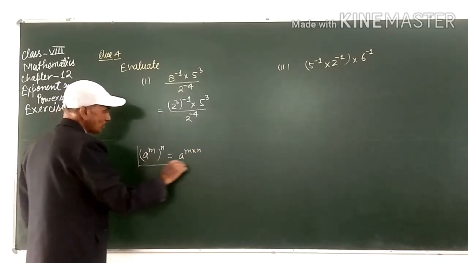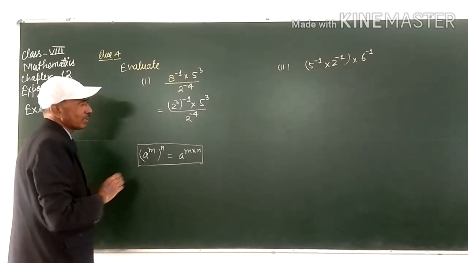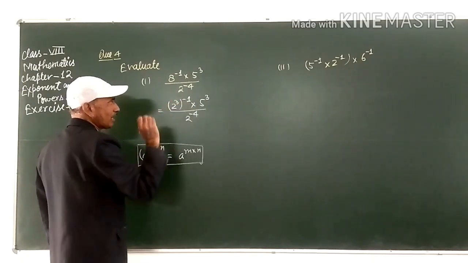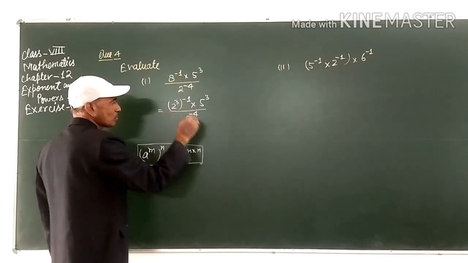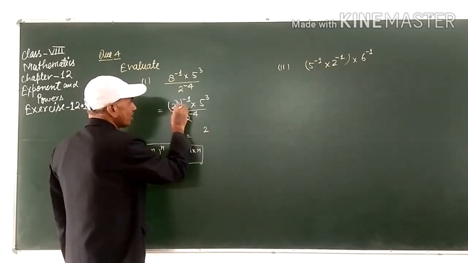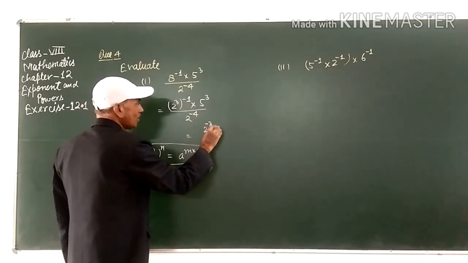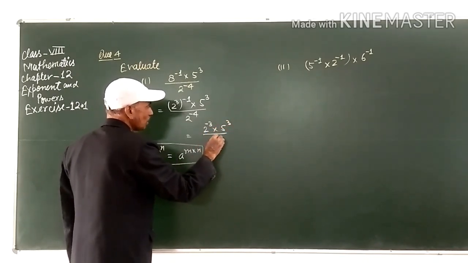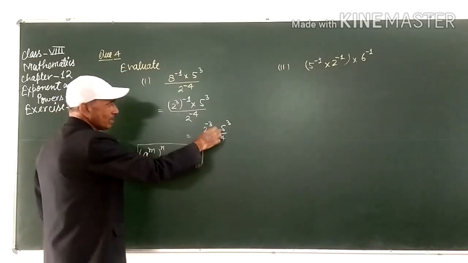This is the rule, students. Using this rule we have to write this. It will be 2 to the power 3, whole power -1. So it means you have to multiply 3 into -1. So it will be 2 to the power -3 into 5 to the power 3 upon 2 to the power 4. Clear, friend?